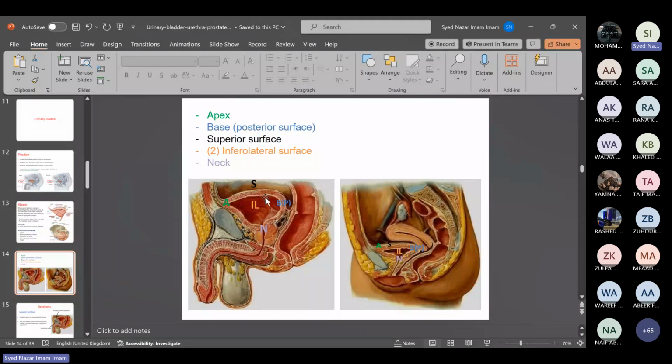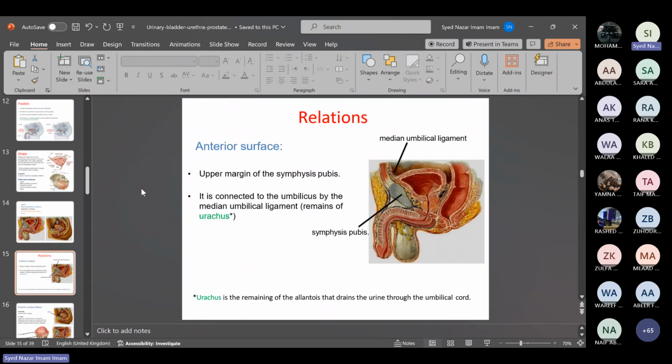So again, you can see in the cross section, this is the apex, this is the superior surface, this is the base or posterior surface, and this is the neck. And these are the two inferolateral surfaces; because it is cut, you can see only one of them. Now relations. It is better to visualize rather than memorize. So what are the structures which are anterior? What are the structures which are posterior? Again, it is different in the male and in the female.